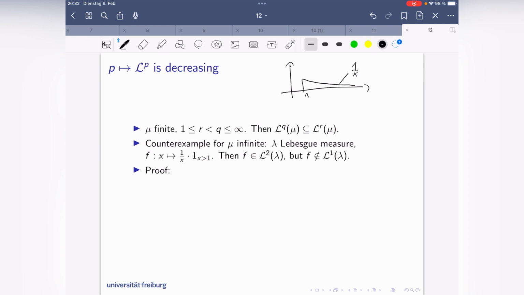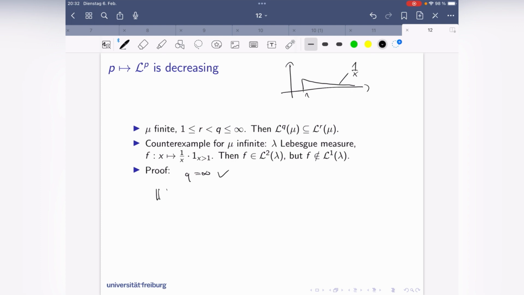Okay, first, again, some clear case. If q equals infinity, everything is clear. Because if q is infinity, then a function in this space here has a finite essential supremum, which means I can even bound what this function to the power of r is, and this is in particular finite. So that's clear.